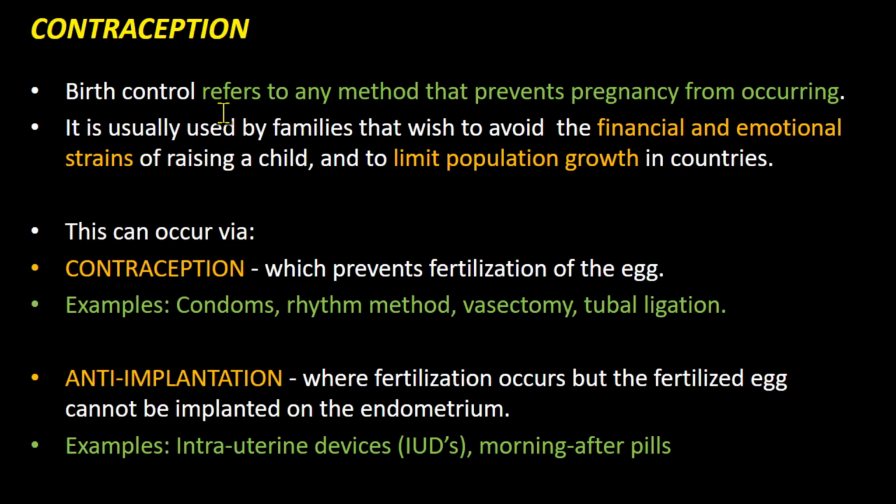So birth control refers to any method that prevents pregnancy from occurring. It is usually used by families that wish to avoid the financial and emotional strains of raising a child, and also to limit population growth in countries. So this can occur via two methods: contraception and anti-implantation. So contraception is basically preventing the fertilization of the egg. Examples of this would be condoms, the rhythm method, vasectomies, and tubal ligations. Anti-implantation means that the egg is already fertilized, but the fertilized egg cannot be implanted on the endometrium. So examples of this would be IUDs or intrauterine devices, or emergency contraceptives or morning after pills.